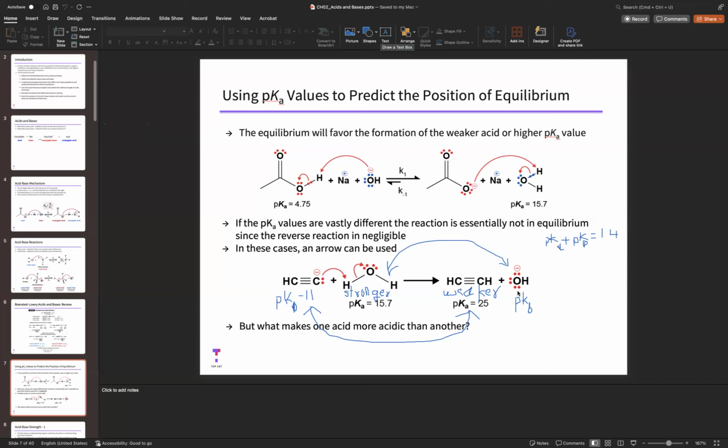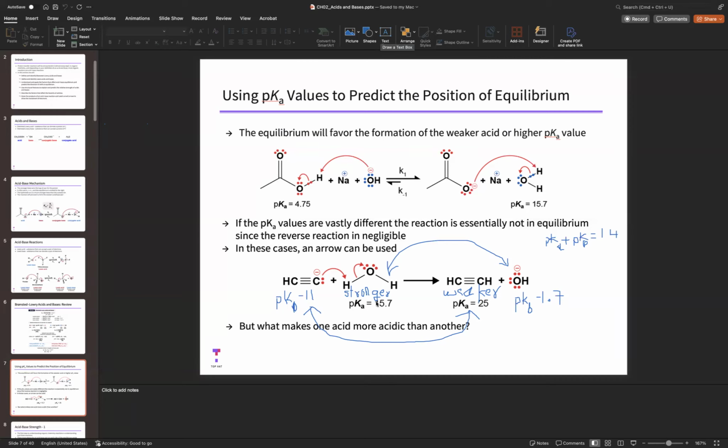Anybody? What's the pKb of hydroxide? Right, negative 1.7. And everybody should be answering on the chat. Now, which one between the two pKb values is smaller? Negative 11 or negative 1.7 is clear. Negative 11 is smaller, making it the stronger base. So you notice how this base is a weaker base and weaker acid.